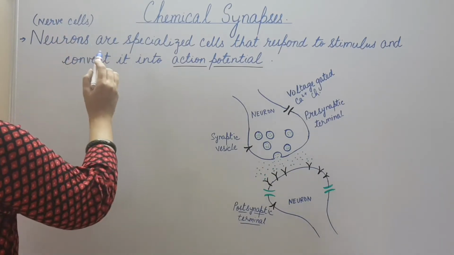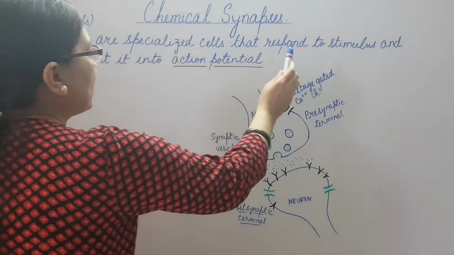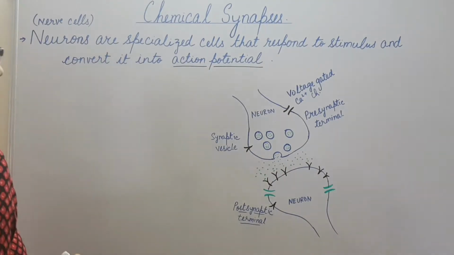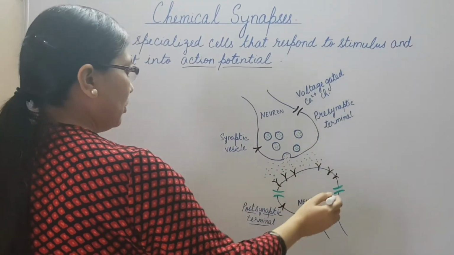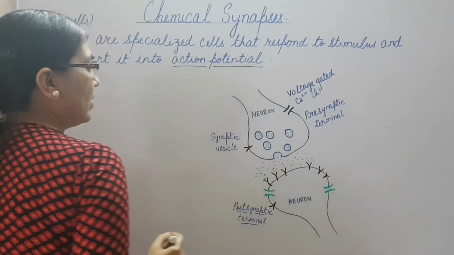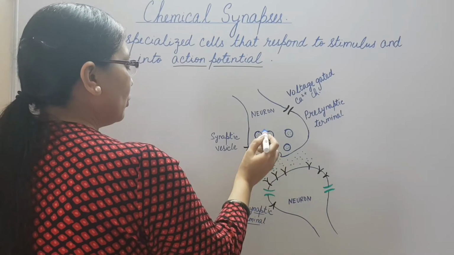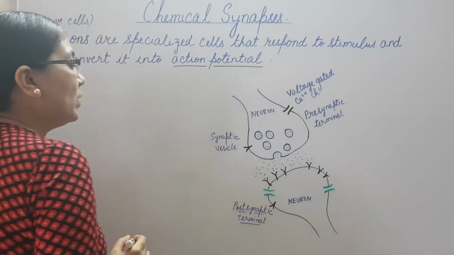Neurons or nerve cells are specialized cells that respond to stimulus and convert it into action potential. Neurons communicate at the meeting point, which is known as synapses, and the information or the signal flows through these synapses in only one direction.